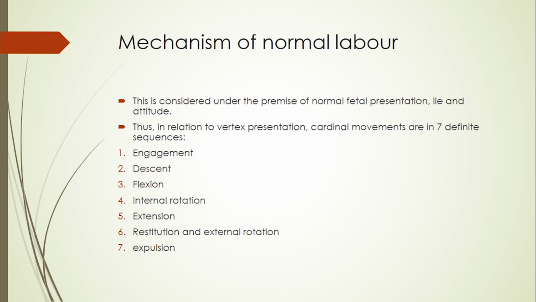So when we look at this, we need to consider another important section when we discuss labor. What do we describe as the mechanism of normal labor? The mechanism of normal labor is divided into 7 definite sequences, and it is assumed on the premise that we are talking of a fetal presentation that is normal, that is cephalic vertex presentation, and the lie is longitudinal and of course in a well-flexed attitude. So sequentially, what does it involve? The first thing usually is engagement, followed by the descent of the presenting part, afterwards the flexion, internal rotation, then the fifth is extension, the sixth being restitution and external rotation, and final expulsion.